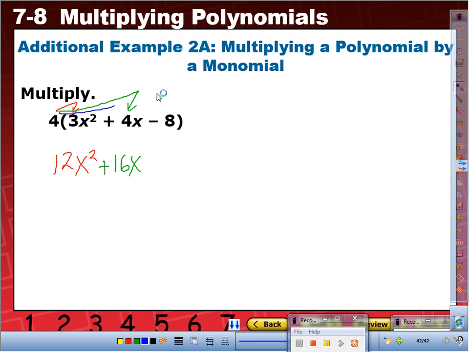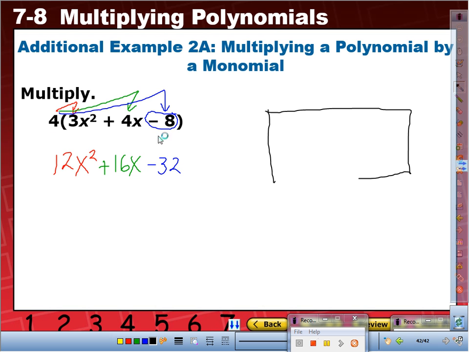Next, 4 times negative 8. Remember that I said if it has a negative, circle it. That's negative 32. But how does that work with an area model? Let me show you. The height is what? 4. What is the length? 3x squared plus 4x minus 8.